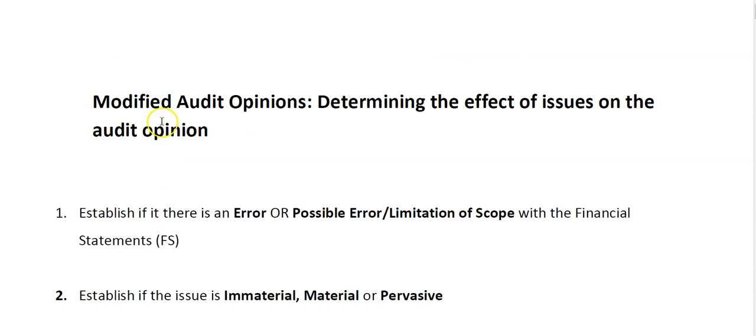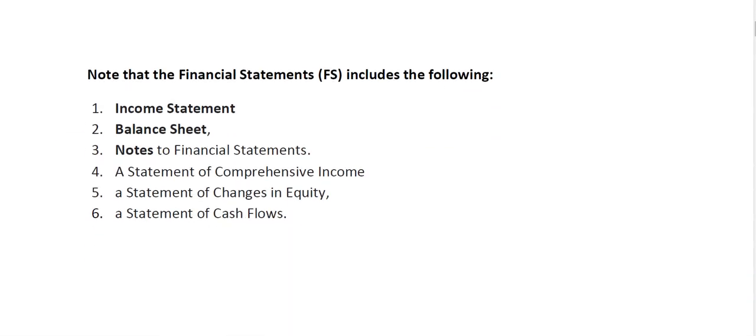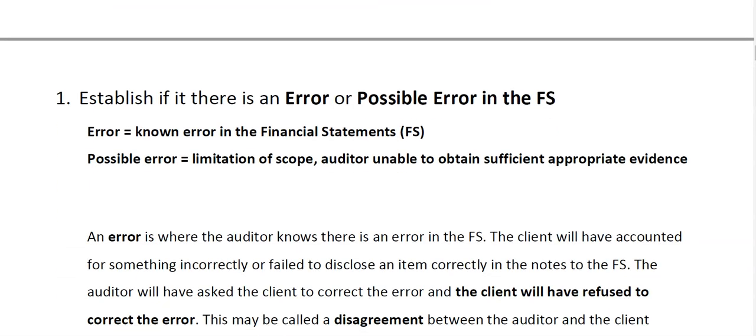And the modified audit opinions are here. So when doing this, we establish if there's an error or possible error, and we're going to go down through these and discuss the different things. We already looked at the financial statements in the last screencast. An error is a known error, where the auditor knows that something is wrong, and the client will have accounted for something incorrectly or failed to disclose an item correctly in the notes. So it's a problem in the income statement, balance sheet, or notes and disclosures to the financial statements.